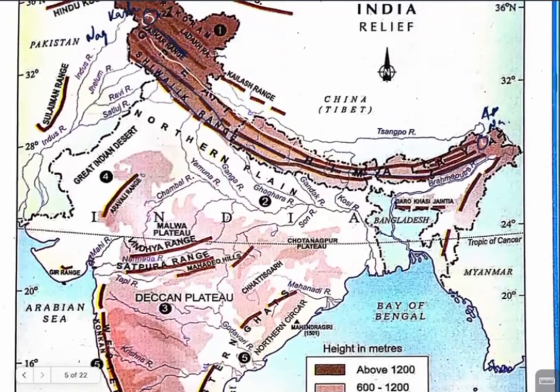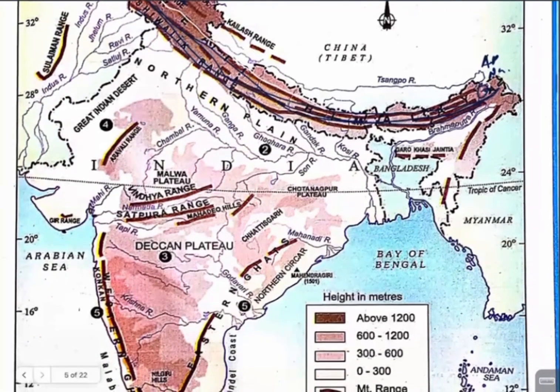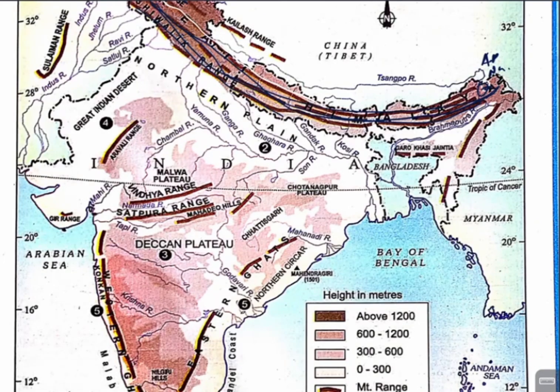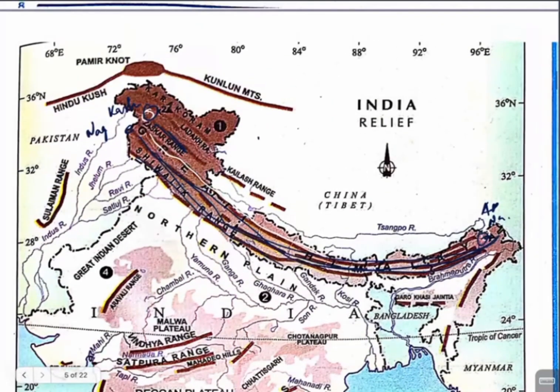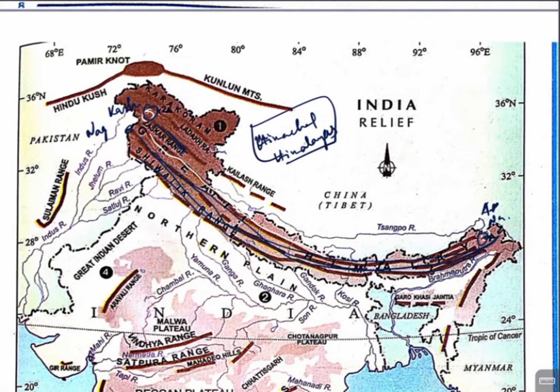If we talk about the middle Himalayas, this is the middle Himalayas, from this to this. It is also called the Lesser Himalayas, and also the Himachal Himalayas. The southern slope is very steep and bare, with no snow, whereas the northern slopes are very gentle.